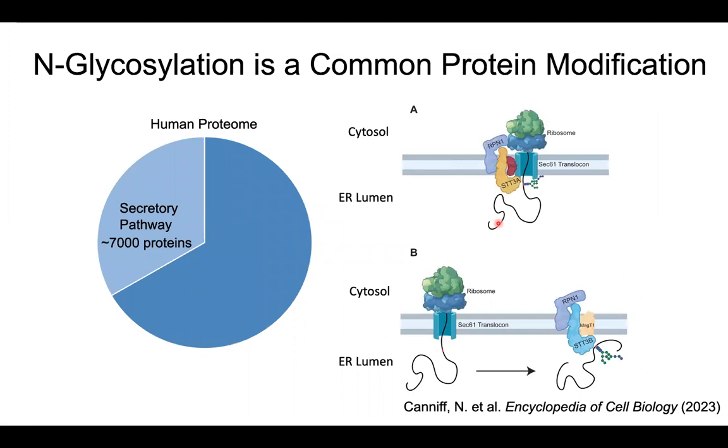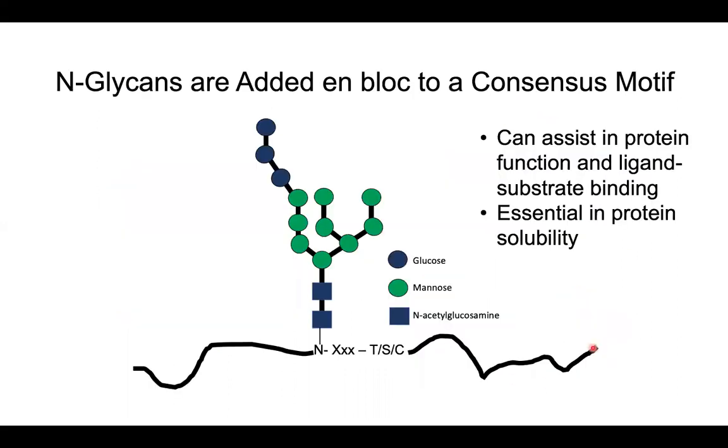N-glycosylation is a common protein modification. Around 7,000 proteins, which is a third of the human proteome, are targeted to the secretory pathway. Most of these proteins receive an N-glycan upon entry into the ER, either co-translationally with the OSTA complex or post-translationally with the OSTB protein complex.